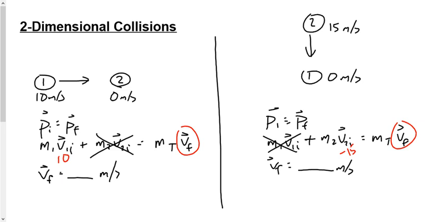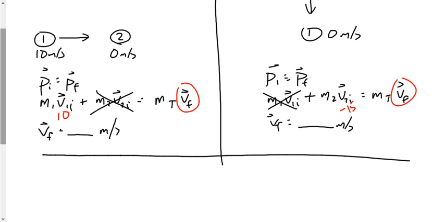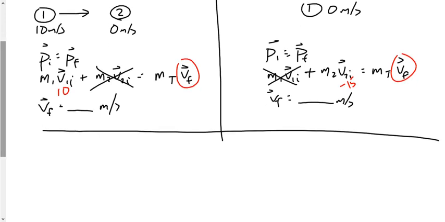What if you get a question that doesn't look exactly like either of these two? What if you get a question where you have object number 1 moving to the right at 10 meters per second, like you did up here, and you have object number 2 moving downwards like this at 15 meters per second? Where are they going to go when they hit each other now? Say they stick together, head off as one. Where are they going to go?